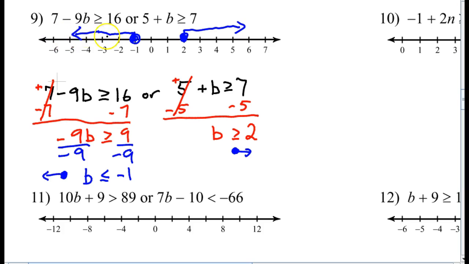Anywhere this arrow is, it means that's an answer. And the arrow means it keeps going in that direction forever. So the only thing that's not an answer is these few numbers and fractions right here in between.